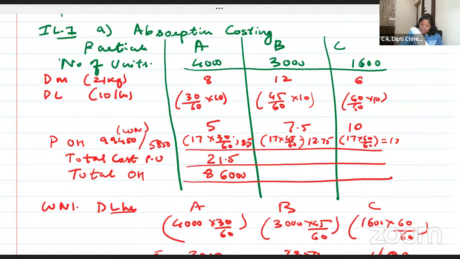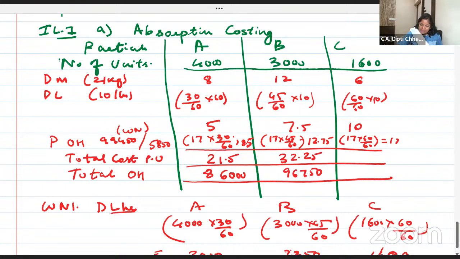12 plus 7.5 plus 12.75, 32.25 into 12, 32.25 into 3,000, 96,750.